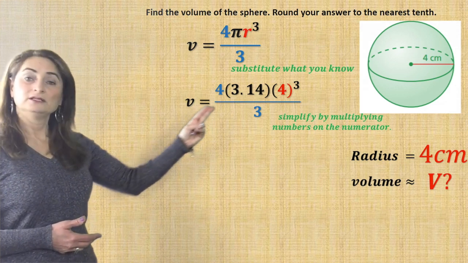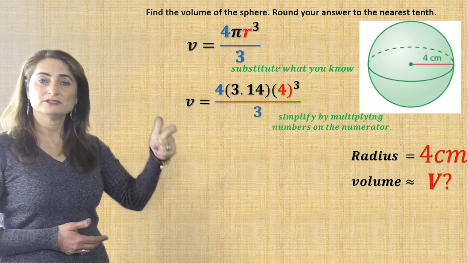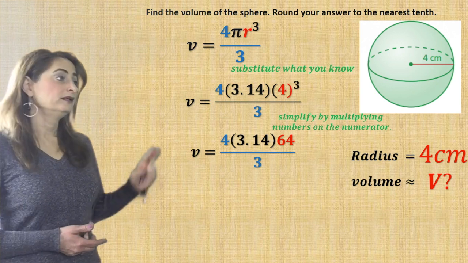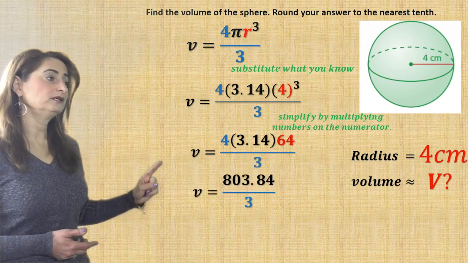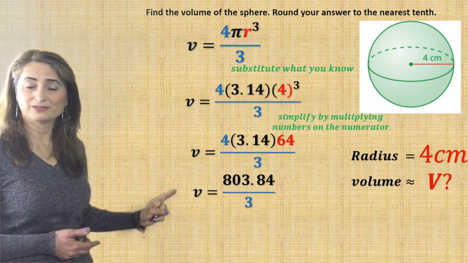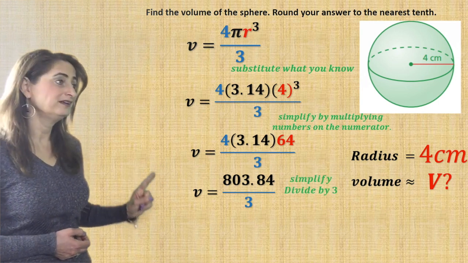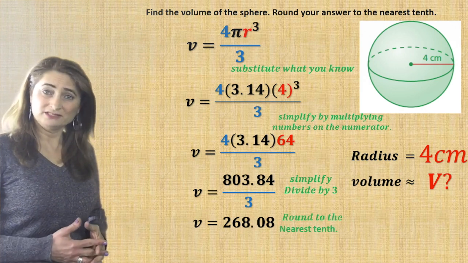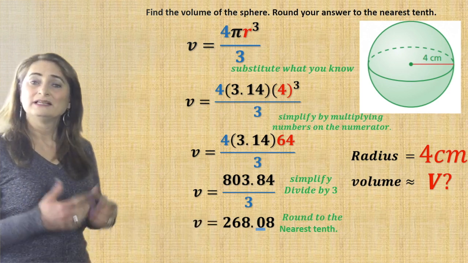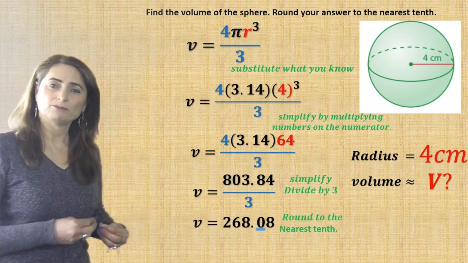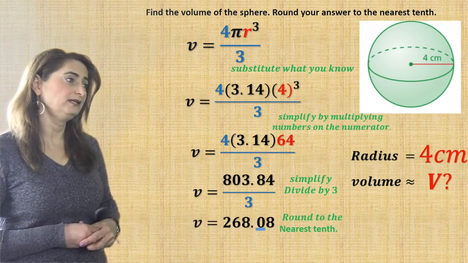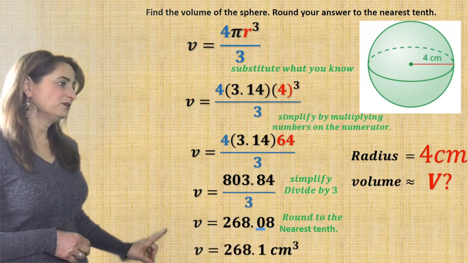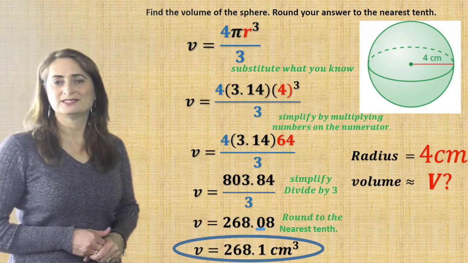First of all, though, you have to cube 4. 4 times 4 times 4 is 64. So you end up with 4 times 3.14 times 64 divided by 3. Now multiply all the numbers on the numerator, and you get 803.84 divided by 3. Simplifying by dividing by 3 again, you get 268.08. Since you're rounding to the nearest tenth place, 0 is in the tenth place. Now, does that 0 stay the same or go up 1? It all depends on the hundredth place, which is the 8. Since 8 is more than 5, the tenth place goes up 1. So the volume of that sphere is 268.1 centimeters cubed.